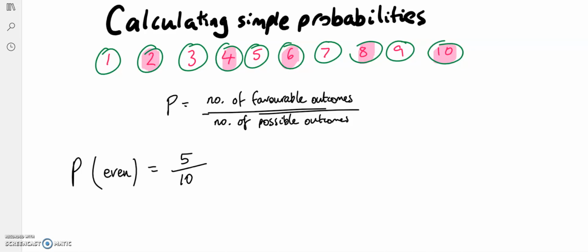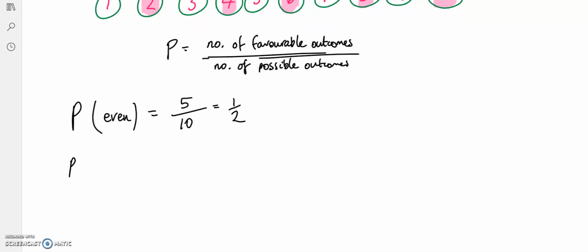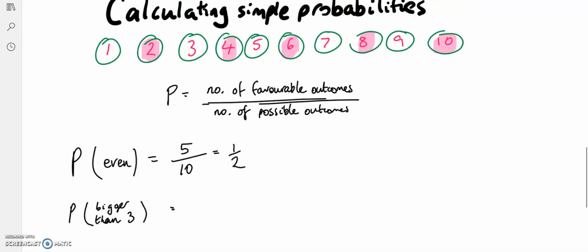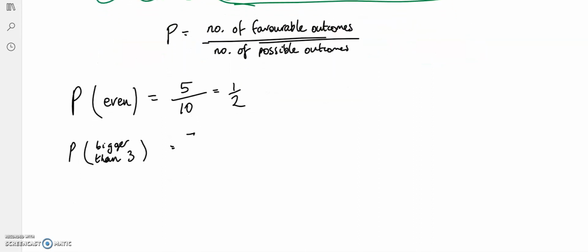Do you see what I mean by making a test score? 5 out of 10. And if ever we deal with a fraction and we can simplify it, we simplify it. Both are in the 5 times table, so that would simplify to a half. Let's look at another probability. Let's say all these numbers were put into a bag and we wanted to choose one at random. What's the probability of choosing a number bigger than 3? How many of these are bigger than 3? For us, it'll be all those ones there. So there's 1, 2, 3, 4, 5, 6, 7. So we would have 7 out of 10.